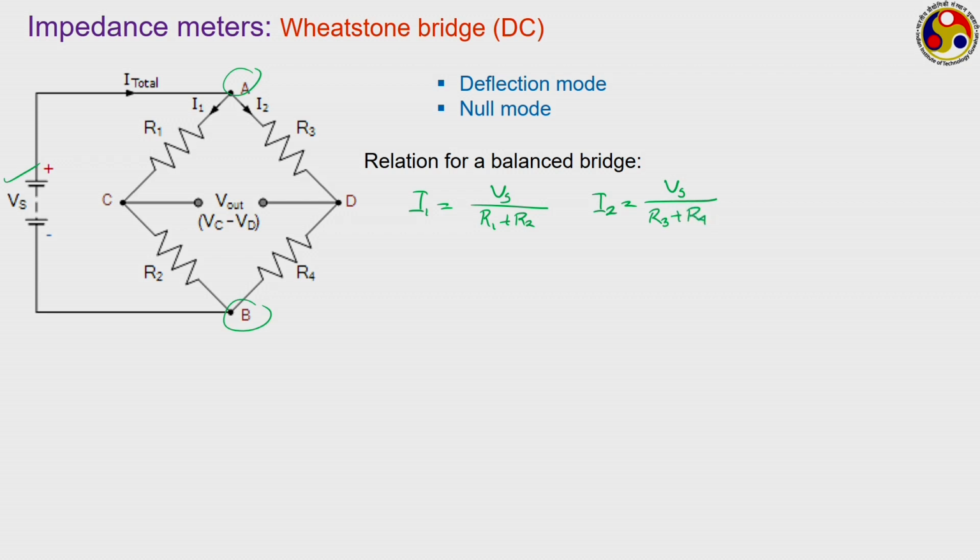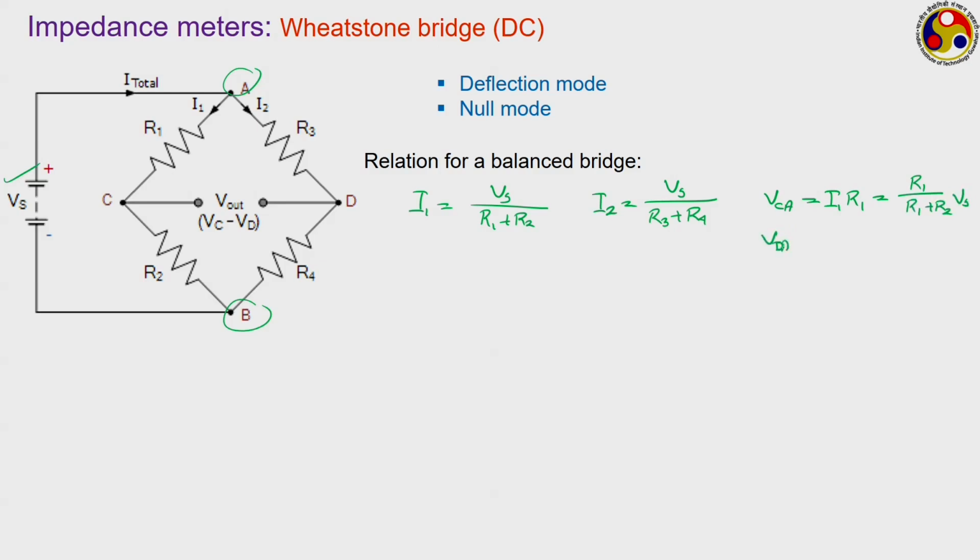Now, suppose VCA refers to the voltage drop or voltage rise when you are moving from C to A. How much will that be? That voltage rise should be equal to I1 R1, that is, R1 upon R1 plus R2 into Vs.